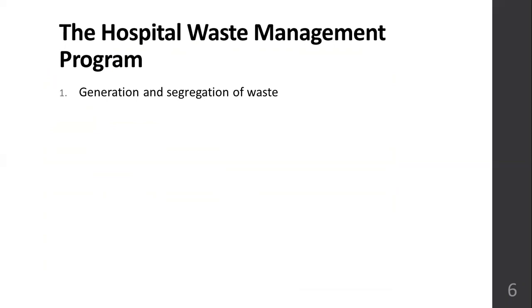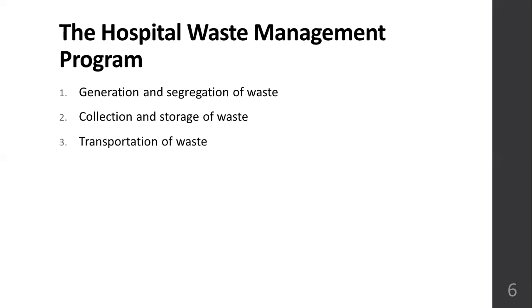So there are different steps in the waste management program: generation and segregation of waste, collection and storage of waste, transportation, moving the waste from the department to a sorting area in the hospital, and from the sorting area to the final disposal area. So there are two types of transportation of waste: within the hospital and outside the hospital.